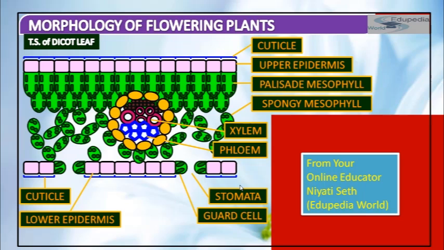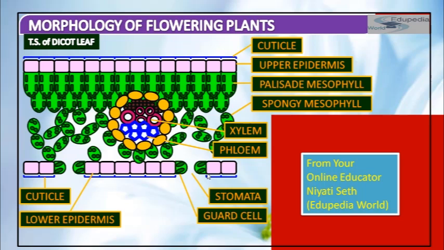What's another diagnostic feature of a dorsiventral leaf, students? Hypostomatic condition. As I told you, stomata are present only on the lower epidermis, that is abaxial epidermis, and not on the adaxial epidermis, which is the upper epidermis. Can you see stomata present in it? No. But stomata and guard cells are present in the lower epidermis, which is also called abaxial epidermis, students. And this condition is described as hypostomatic condition.